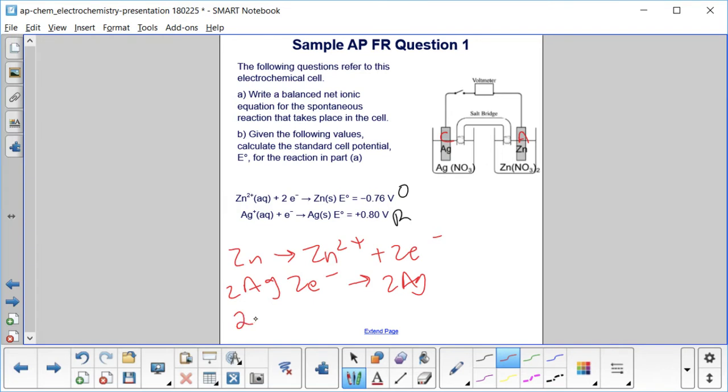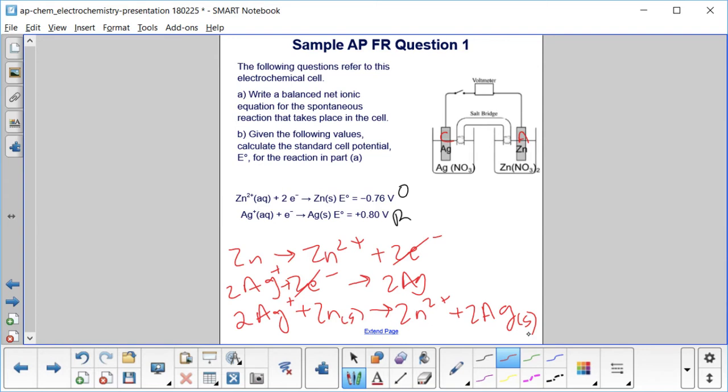So I have 2 Ag plus, and 2 electrons gives 2 Ag solid, and zinc solid gives zinc 2 plus. Then electrons gained and lost are the same. So I have zinc solid plus 2 Ag plus gives zinc 2 plus plus 2 Ag solid. Okay. So there's my balanced net ionic equation. Okay, balanced for both matter and charge.